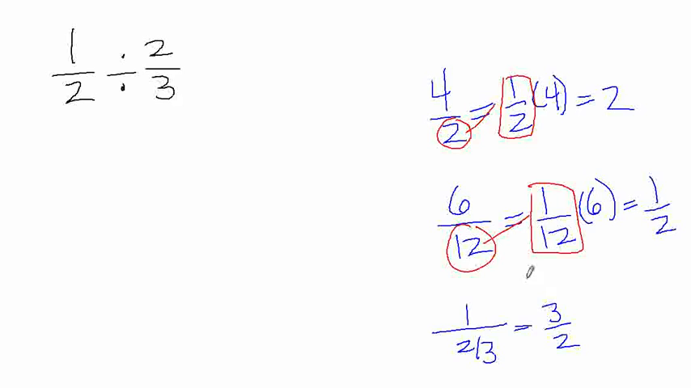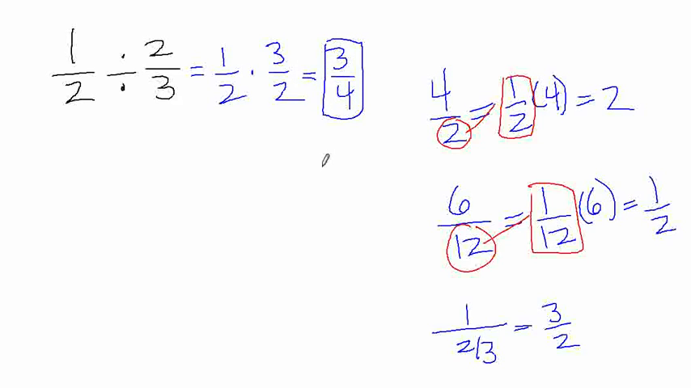So let's go back to our division problem. I'm going to change it to multiplication by flipping the second fraction. Now I can multiply the tops and the bottoms and I get 3/4. Let me repeat that. We convert a division to multiplication by getting the reciprocal or the inverse, whatever you want to call it, of the second fraction, and then we can do multiplication.